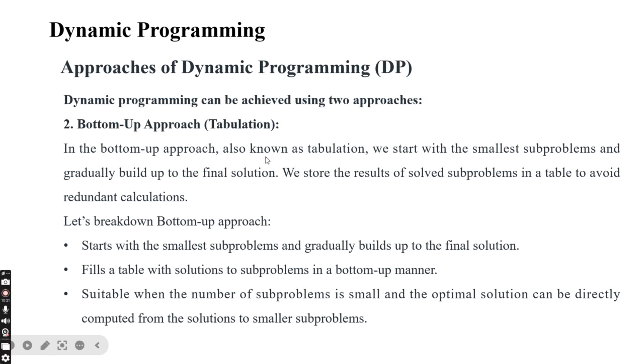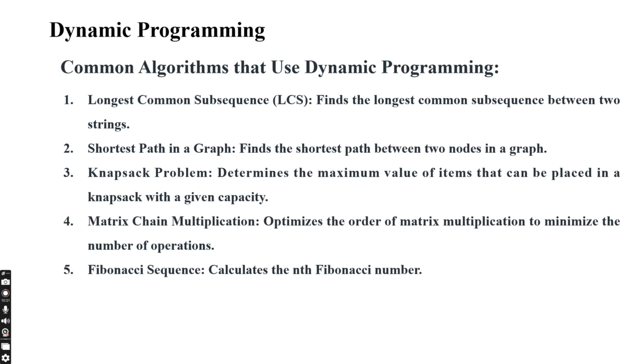The bottom-up approach is known as the tabulation method. We start with the smallest sub-problem and gradually build up to the final solution. We store the result of each sub-problem in a table to avoid redundant calculation. The first step is to start with the smallest sub-problem and gradually build up the final solution. The second step is to fill a table with the solutions to the sub-problems in a bottom-up manner. It is suitable when the number of sub-problems is small and the optimal solution can be directly computed from the solutions to the smaller sub-problems. So this is the bottom-up approach.